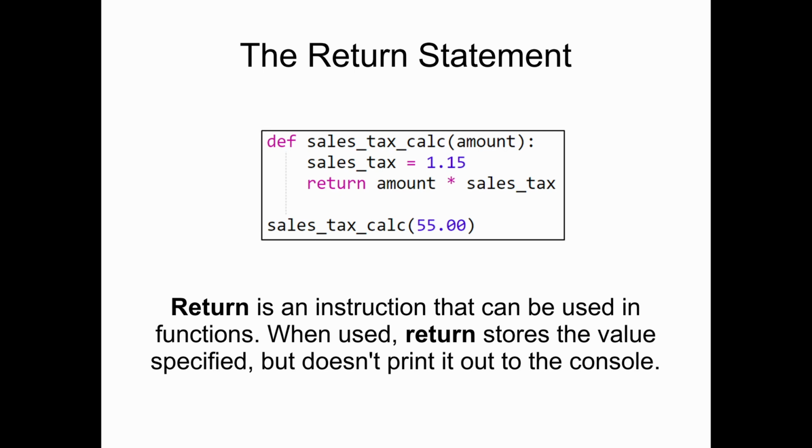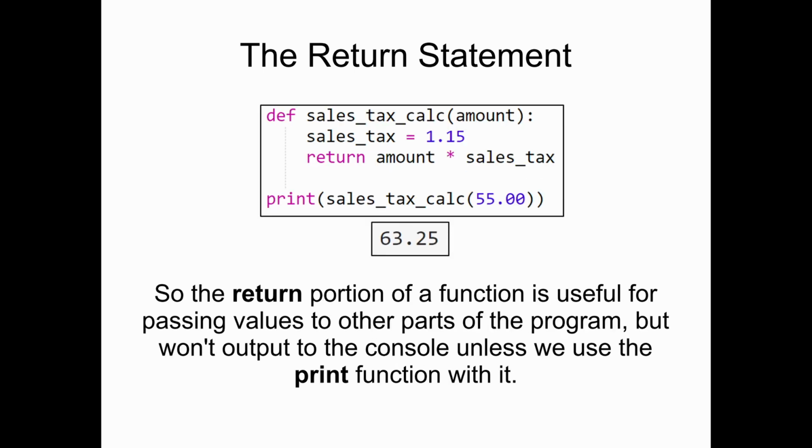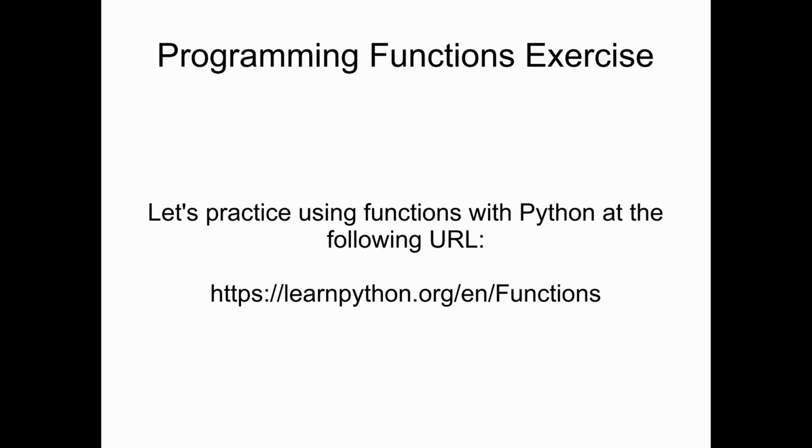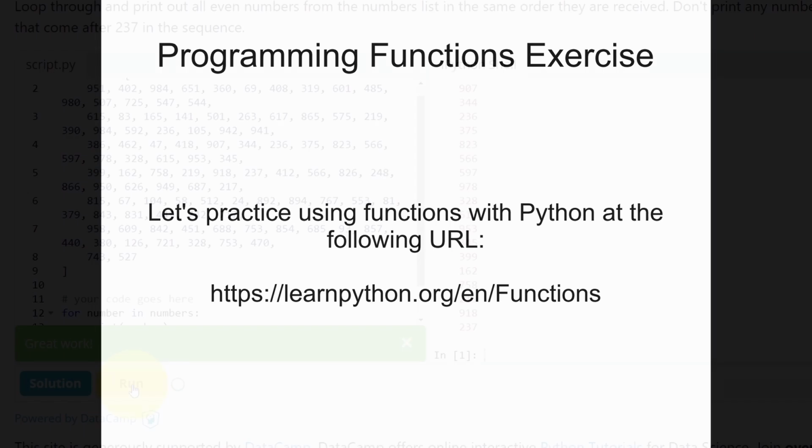Return is an instruction that can be used in functions. When used, return stores the value specified, but doesn't print it out to the console. So the return portion of a function is useful for passing values to other parts of the program, but won't output to the console unless we use the print function with it. Let's practice using functions with Python at the following URL.